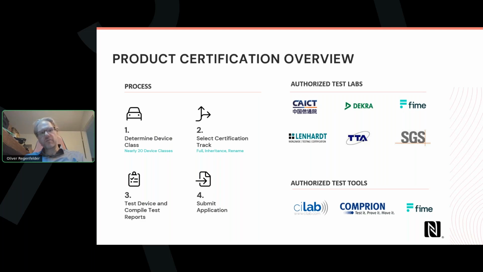Once that is set, you have to select a certification track. The options you have there are, you can go for a full certification. That means all tests applicable for your device class will be executed. And of course, that's necessary for some product that is brand new. But it may be the case that your product is based on a previous version of your product only with certain modifications. Then there is a process which allows you to inherit some of the test results of that previous product.